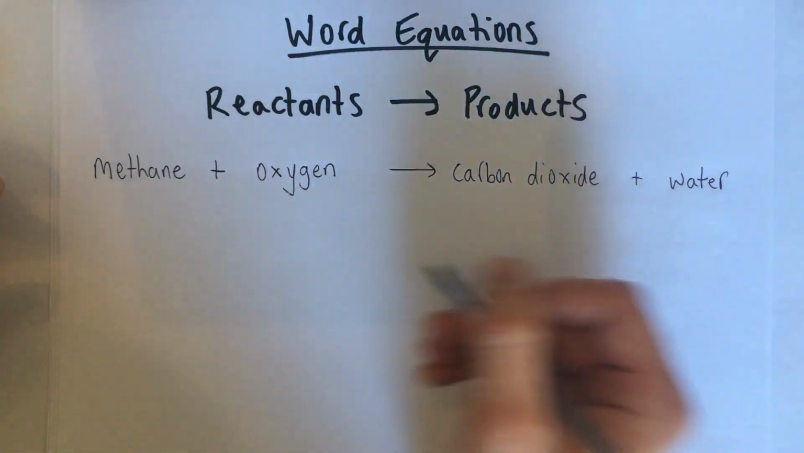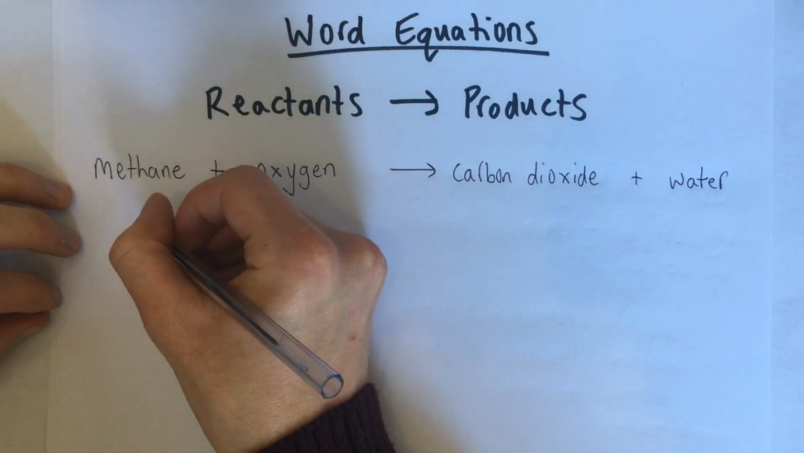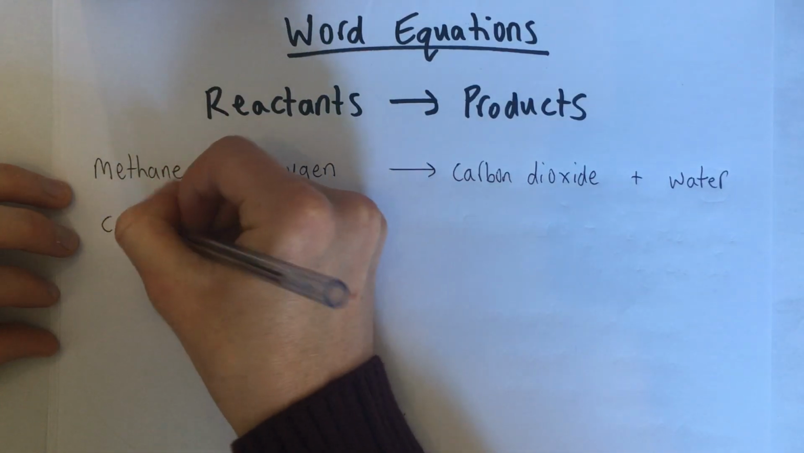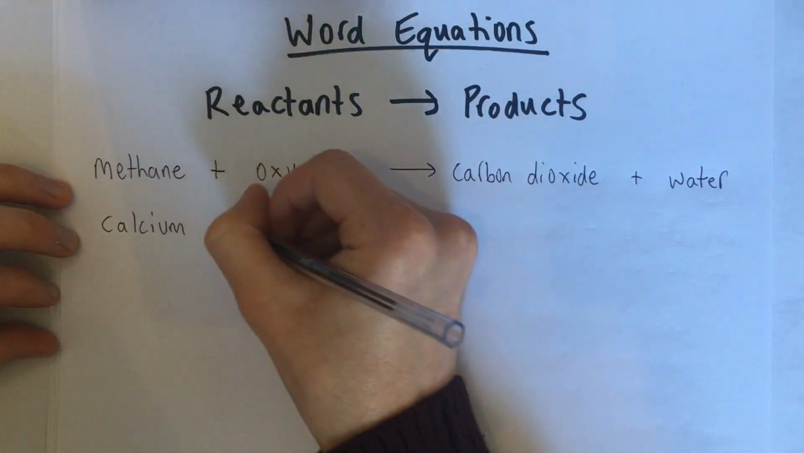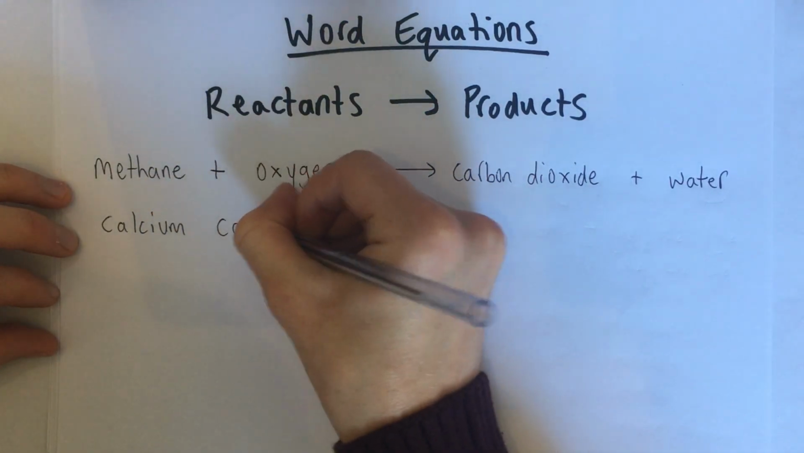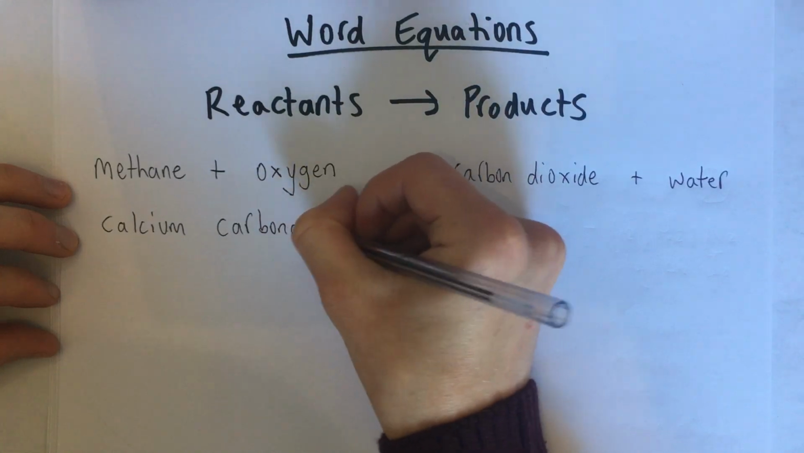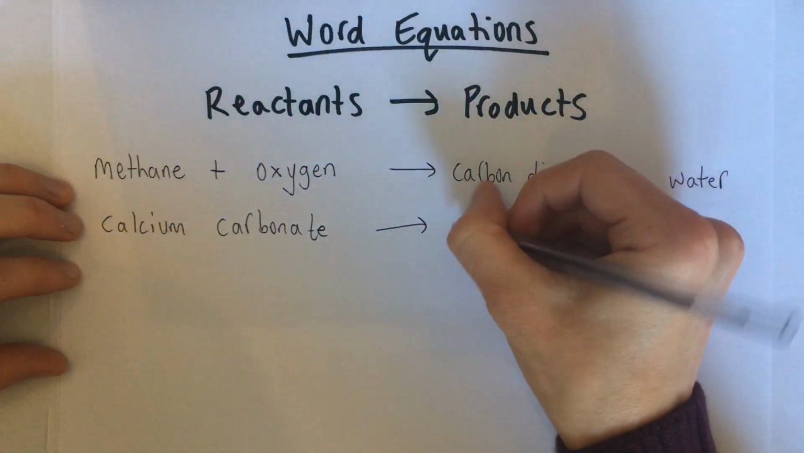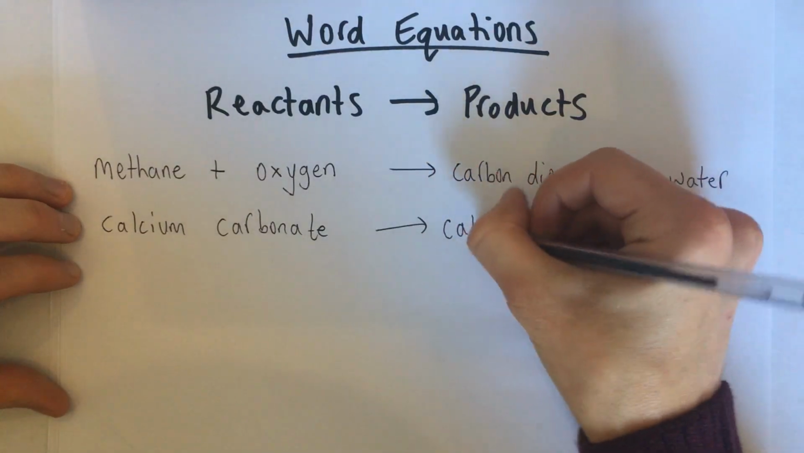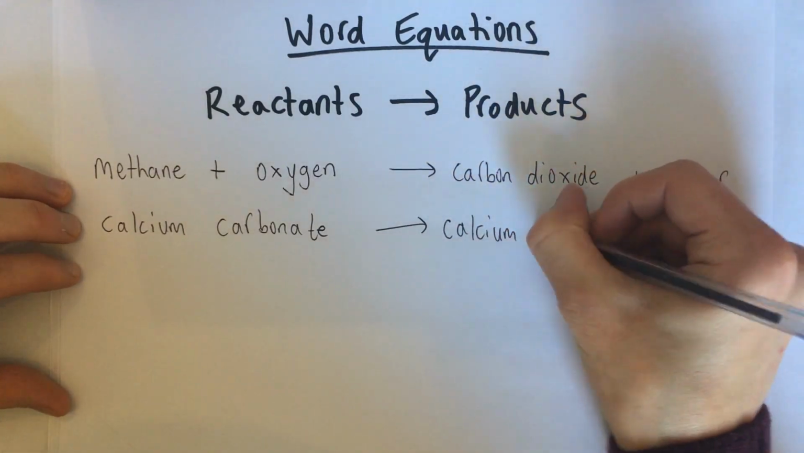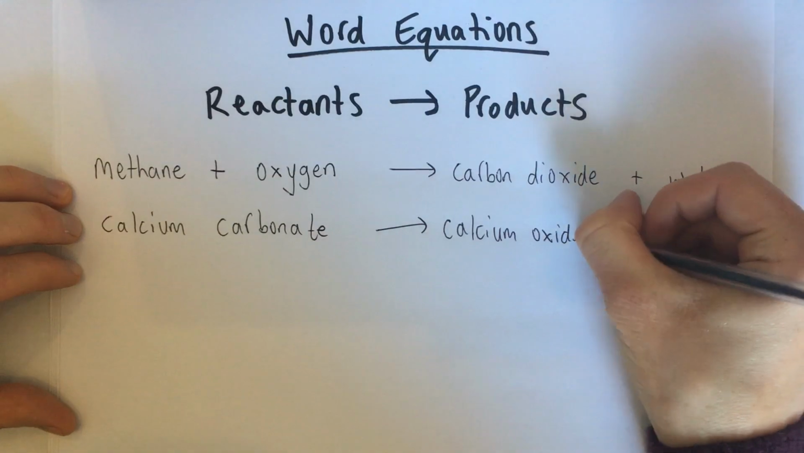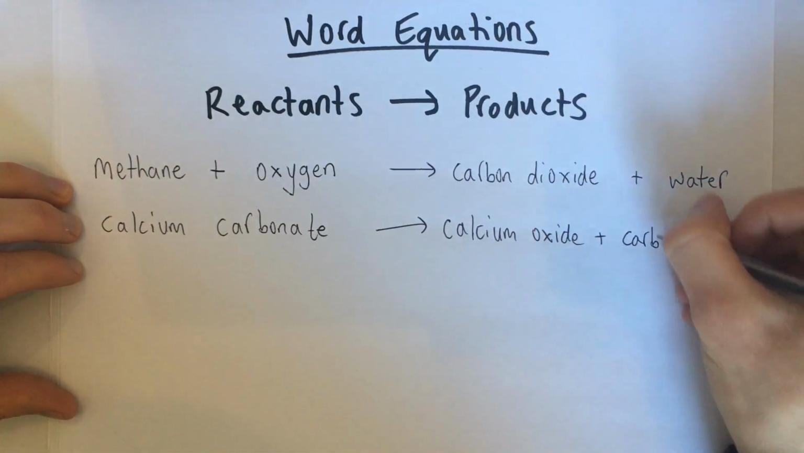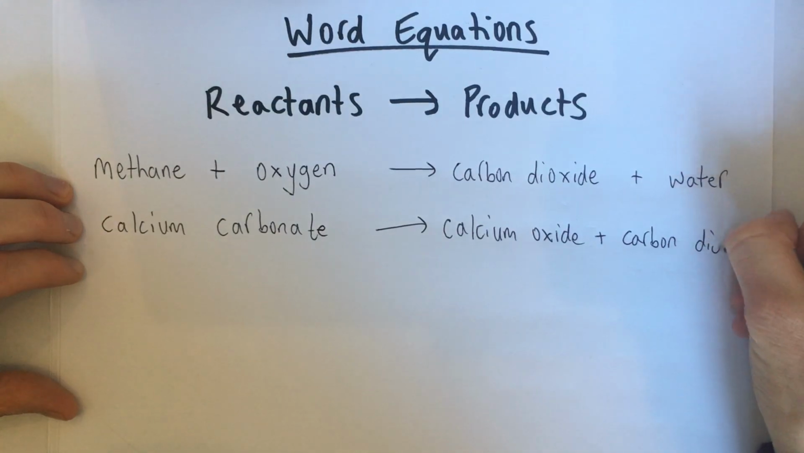So that's one thing that breaks down. An example of that is a thermal decomposition. So if you had calcium carbonate, which is limestone or marble, and if you heated that, it doesn't need anything to react with, it would just react itself and it would break down and it would make calcium oxide, which is another solid, and it would give off carbon dioxide gas. So I show that calcium oxide plus carbon dioxide.